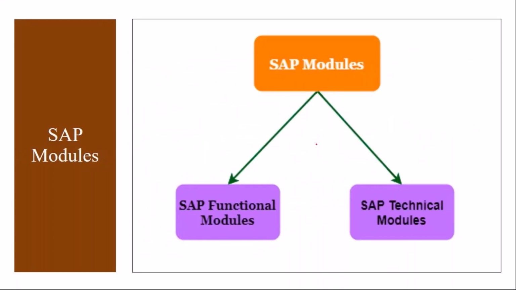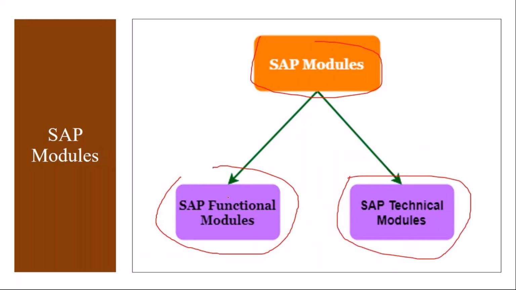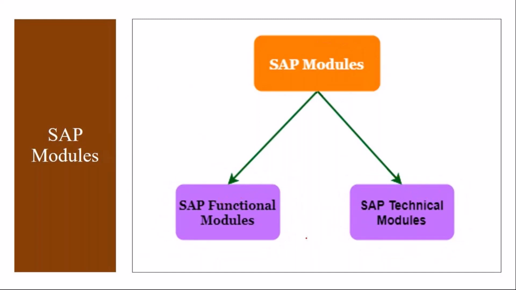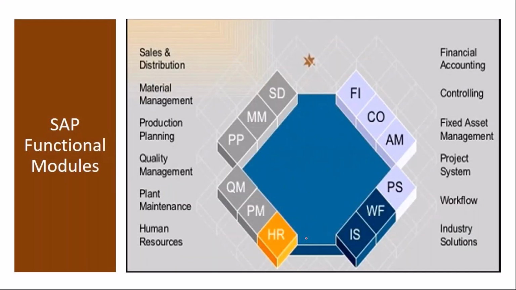Now there are two types of SAP modules. Basically in SAP, there will be functional modules and technical modules. Functional modules take care of the business processes. Technical modules take care of the backend programming, basically. So for each business process, you have the functional modules.